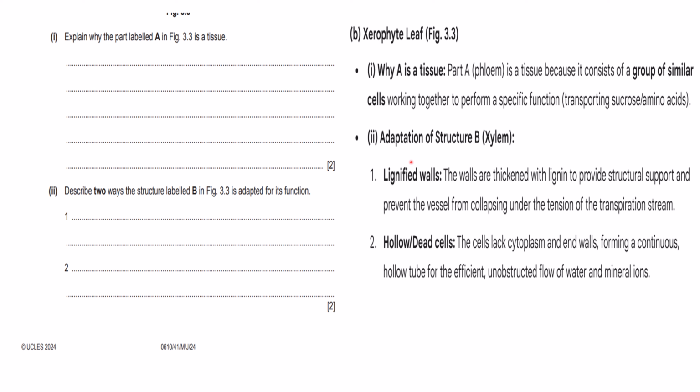Part 2 is describe two ways the structure labeled B in Figure 3.3 is adapted for its function. Adaptation of structure B, that is xylem. First, lignified walls. The walls are thickened with lignin to provide structural support and prevent the vessels from collapsing under the tension of the transpiration stream. Two, hollow or dead cells. The cells lack cytoplasm and end walls, forming a continuous hollow tube for the efficient, unobstructed flow of water and mineral ions.